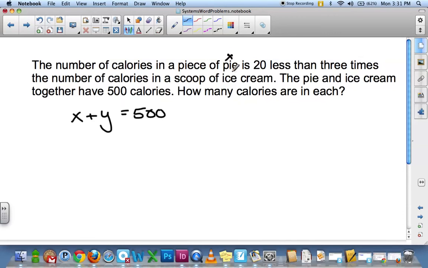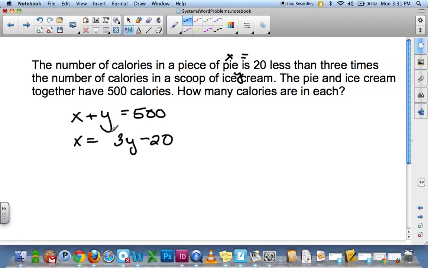So now we've got to look at this first statement. And reading it the first time through, that is the hardest part, writing that second one. So we're going to break this down. So we know that x is the pie. So literally we're going to say x equals, because is stands for an equals. 20 less than 3 times the number of calories in a scoop of ice cream. Well, here's my y. My y is times by 3, 20 less. So x is equal to 3 times y minus 20.